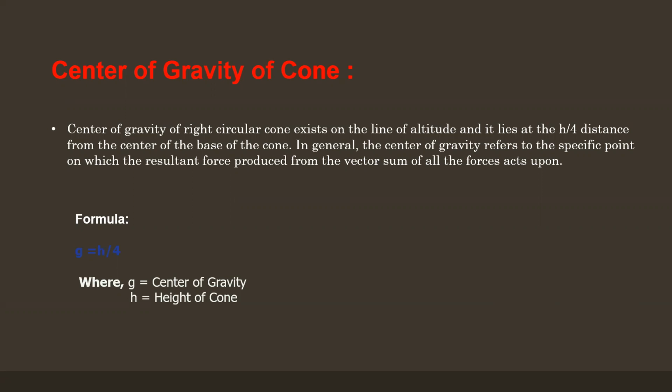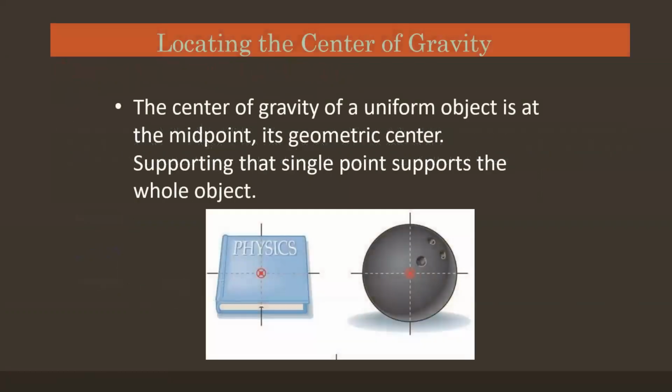In general, the center of gravity refers to the specific point on which the resultant force produced from the vector sum of all the forces acts. The formula is G equals h by 4. Here, G is the center of gravity and h is the height of the cone.